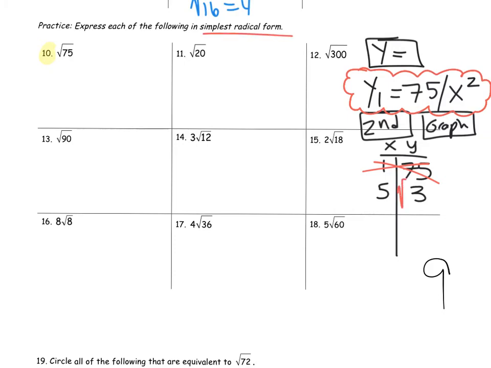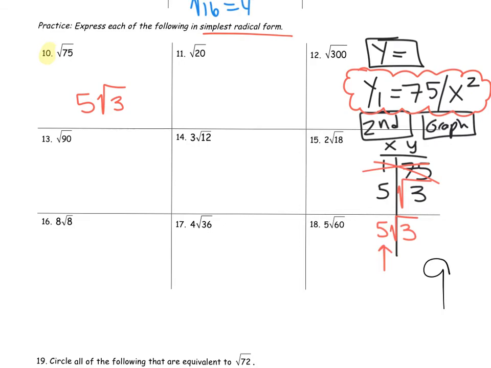My final answer here is just going to be 5 radical 3. The value on the right gets the radical. The number on the left stays as a whole number, no radical. The number on the right gets the rad 3. So my final answer here is just 5 rad 3.